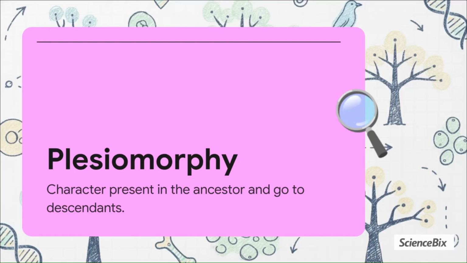On the flip side, we have plesiomorphy. Think of a plesiomorphy as inheriting an old family heirloom. It's a primitive, ancestral character that was present in the ancestor and simply carries over, relatively unchanged, to the descendants. Basically, it's a trait that has stuck around for the long haul.